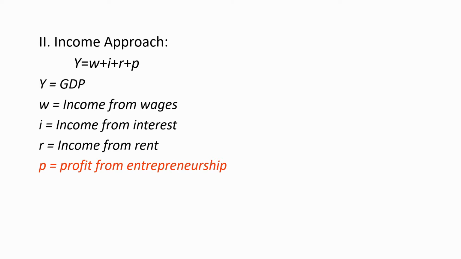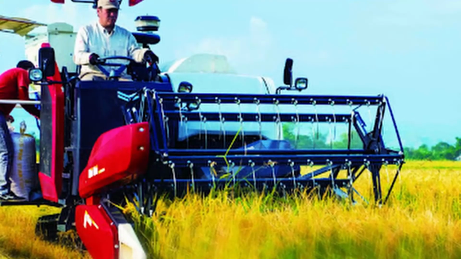So the income approach adds up the total wages earned by every individual in a country, the total interest earned by individuals and entities in a country, rents earned by those who are renting out their properties, for example, in a country, and all profits made by businessmen in a country.